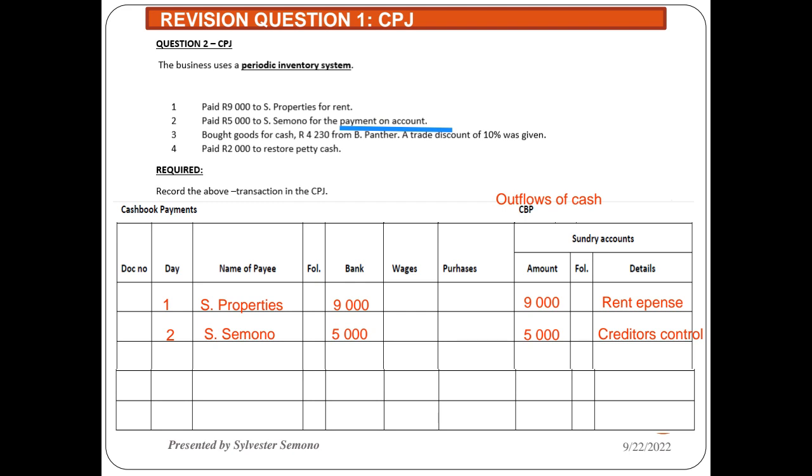Okay, I can just see that this is boring judging by the silence. Can we take it to the next level? Yes, please help me with the name of payee. B Panther. Thank you so much. We bought goods, so I don't know where to go. Purchases. Thank you so much. How much? 4,230.